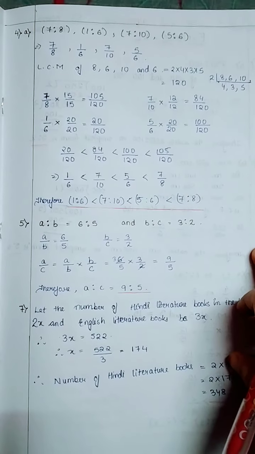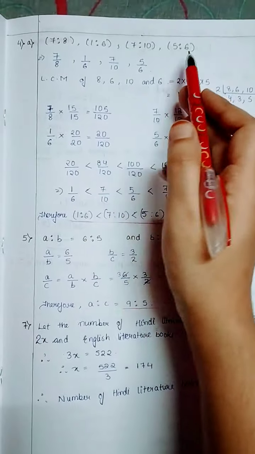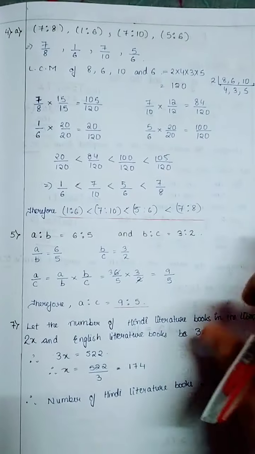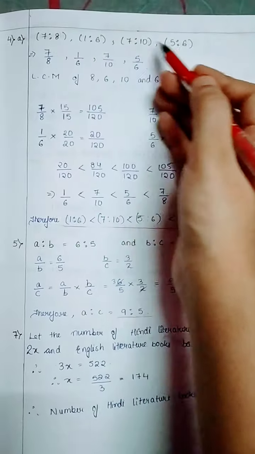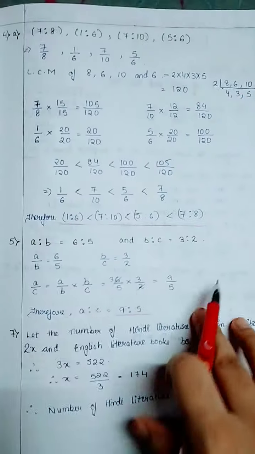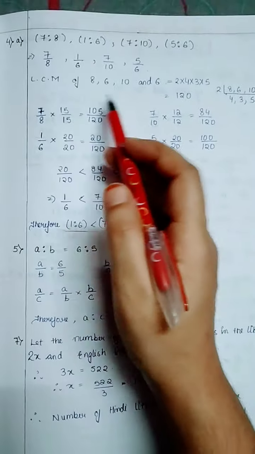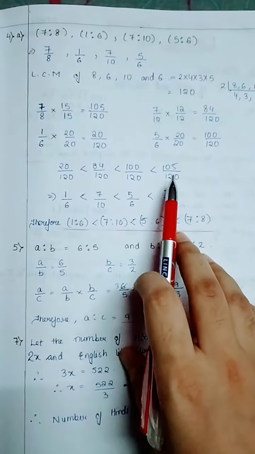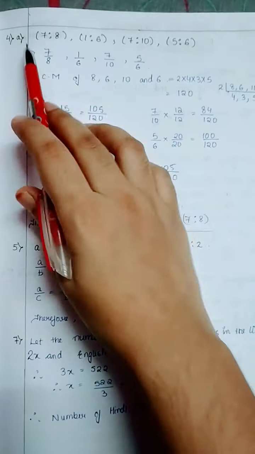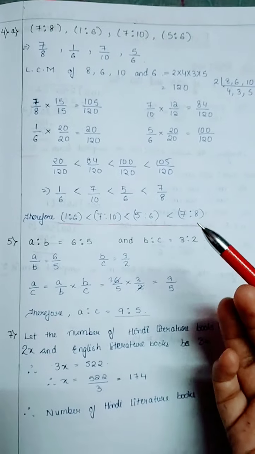Next is question number 4a. Here we have to arrange all these ratios in ascending order. Okay, from the smaller to the larger number. So first of all, write all the numbers in fraction form like in the earlier question we did. Okay, then again find the LCM. This will be done just like the third question that I told you now. Just here there are 4 numbers. That was just 2 numbers.